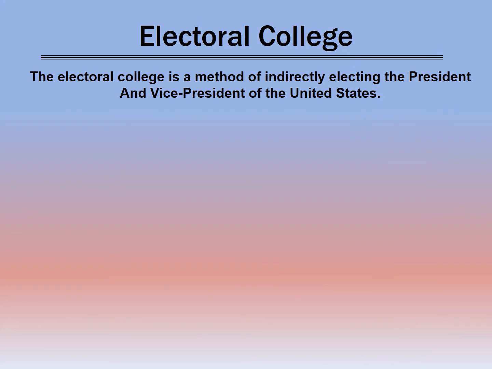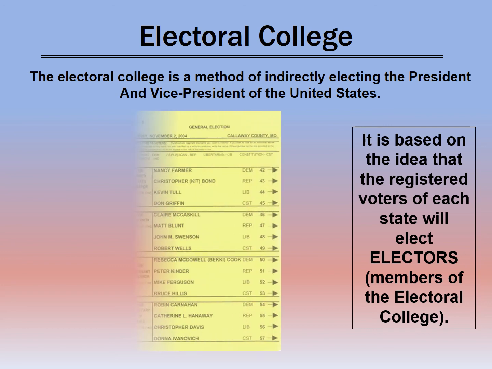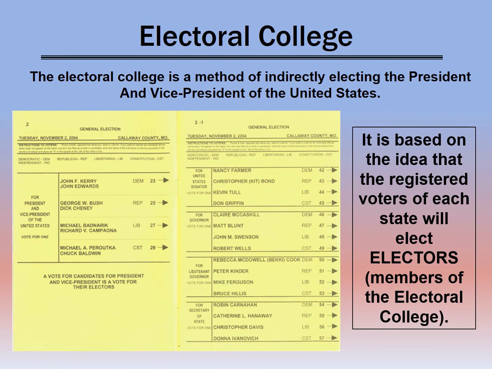And so nowadays, the president is the one who wins the majority of the votes in the Electoral College, and the president has a vice presidential running mate already picked and established, so that whichever president wins, that running mate becomes the automatic vice president. So the Electoral College is a method of indirectly electing the president and vice president of the U.S. It's based on the idea that the registered voters of each state will elect electors, or members of the Electoral College, okay? And the Electoral College members will actually cast votes for president and vice president.